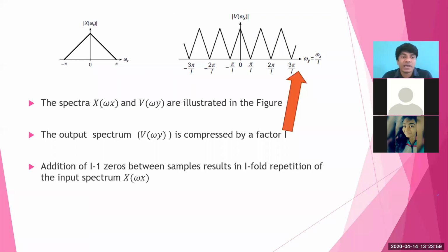Now, same thing which I have said here. The output spectrum is compressed by a factor I, or you can say it's an I-fold increase in the spectral images. So why is it happening? This is because of the insertion of zeros. When you insert I minus 1 zeros between successive samples, that's what we are doing in the time domain. So what is the effect of it in the frequency domain? The effect is seen as an I-fold increase of the spectrum. Okay, that is what is shown here, right?